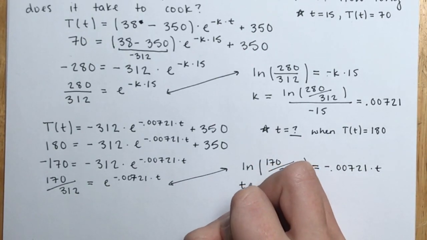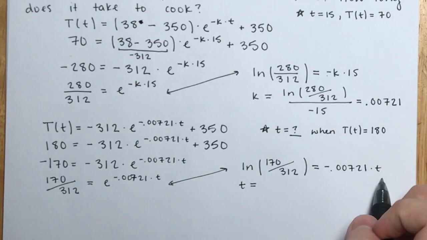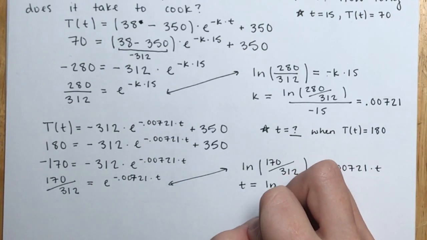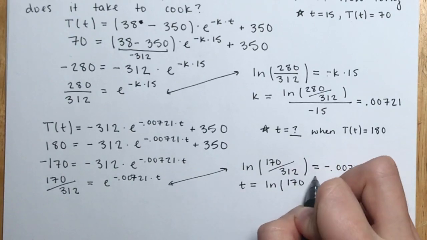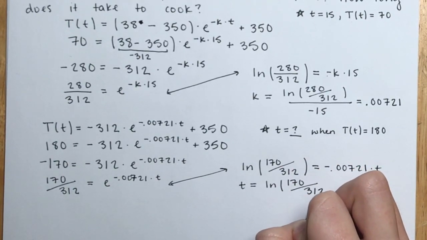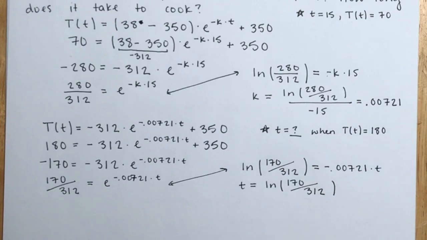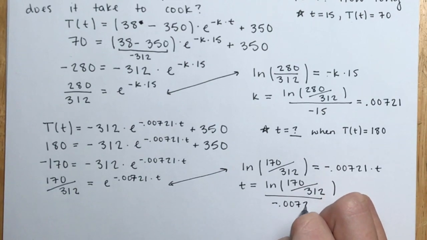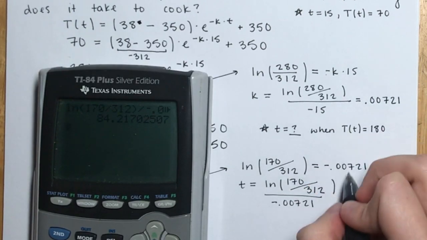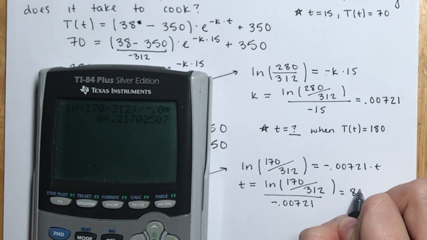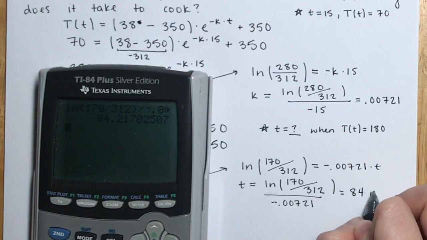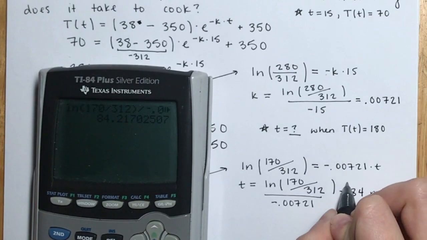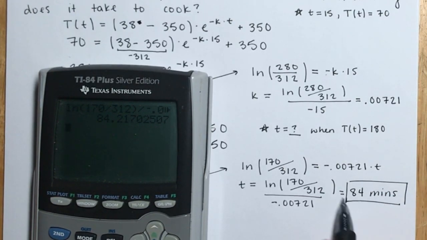So we know T here is ln of 170 over 312, all divided by negative 0.00721. And we get 84 minutes. So this is how long it takes the chicken to reach 180 degrees so that it's done.